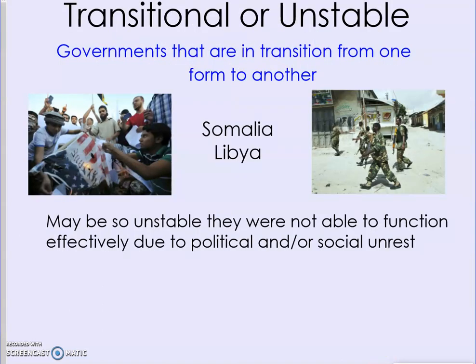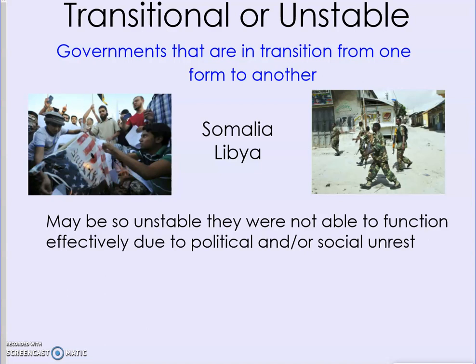The last thing would be transitional or unstable governments. These are ones that are in transition, so we're moving from one form of government to another. They're a dictatorship that's trying to become more democratic. They are a monarchy that's trying to implement more democracy. So oftentimes there can be countries and governments that are in transition. This might make them unstable because they're not able to function properly or effectively during that time.